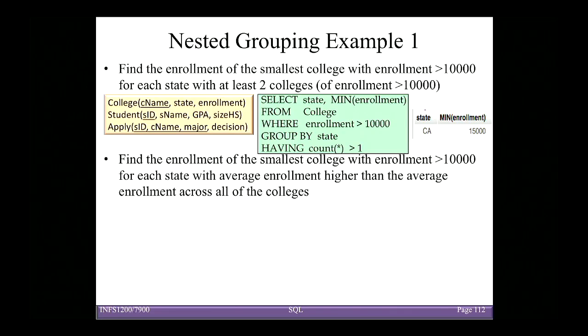Okay, so here's an example. This is the one that I promised we'll come back to. This is the one we did before: you find the enrollment of the smallest college with enrollments larger than 10,000 for each state with at least 2 colleges of enrollment higher than 10,000. This time, I want you to write a query where the condition is for each state with, that's not the one I promised, that's the next slide. This one is you want to find the states with average enrollment higher than the average enrollment across all colleges.